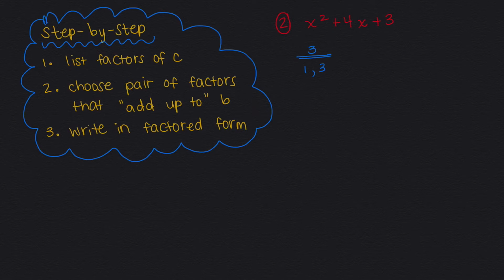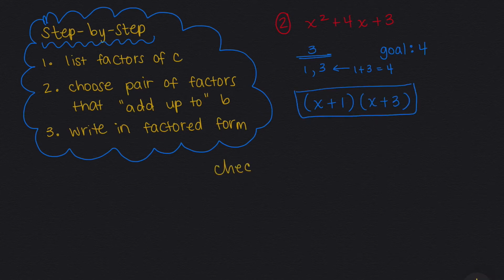Now, our second step is to choose the pair of factors that add up to b. In this case, our b is 4. That's our goal. And since our list is so short, we only have one pair of factors to try out. And when we add them, 1 plus 3, we see that we get 4, which is what we're looking for. That means that the factors that we were looking for are 1 and 3. And we're at our last step now, which is to write in factored form. So we write x plus 1 times x plus 3.